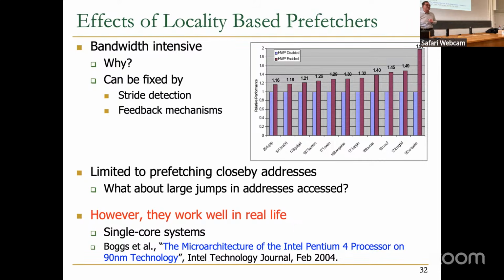The other downside is that because they're bandwidth intensive, when you have a lot of memory bandwidth pressure in multi-core systems, they can hurt the performance of other cores. We're going to talk about the impact of prefetching on multi-core. The other limitation of these prefetchers is they're limited to prefetching somewhat close-by addresses. We talked about the window that you monitor. In the end, you're limited by how large your region is. It determines both your aggressiveness as well as what you can detect.